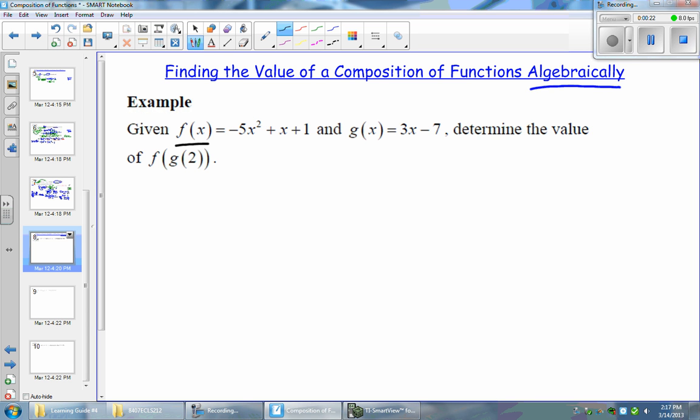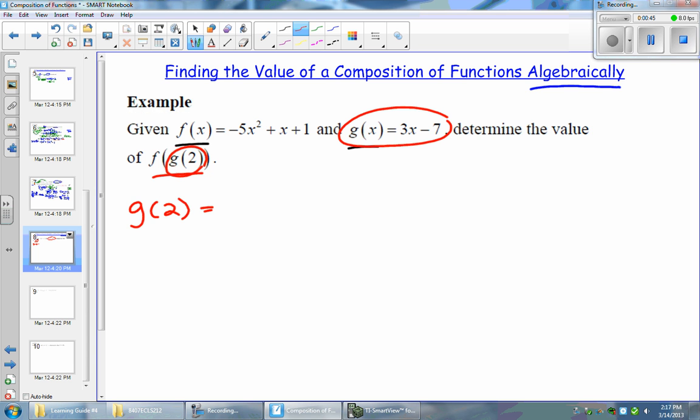We're given f of x and g of x, and what we want to do is find the value of f of g of 2. So just like in my graphing lesson, the first thing you want to evaluate is what's inside that function. What's inside the composition of functions is g of 2. So find that value first, and how you're going to do that is use its corresponding function.